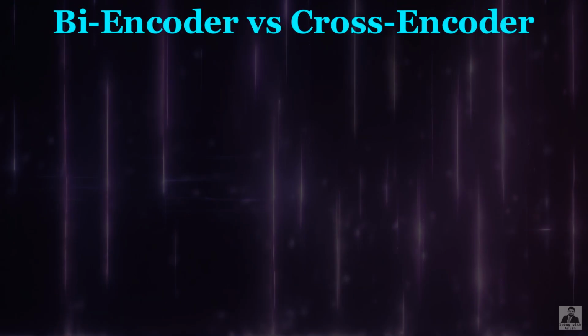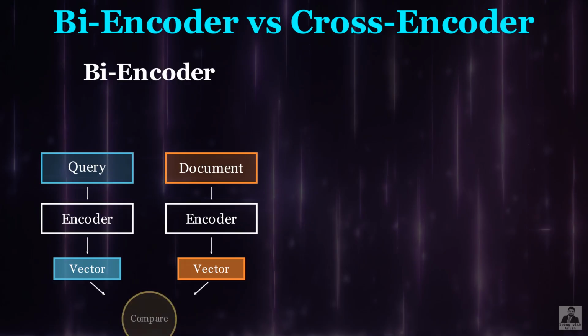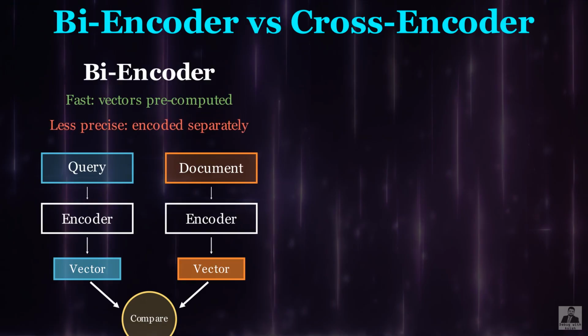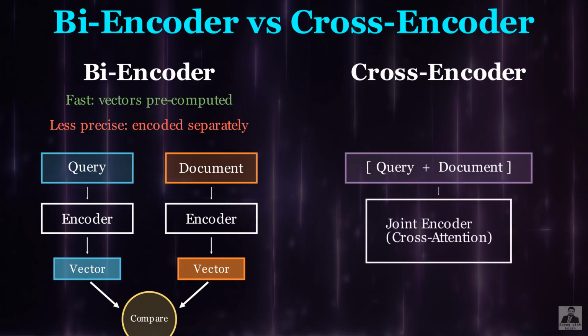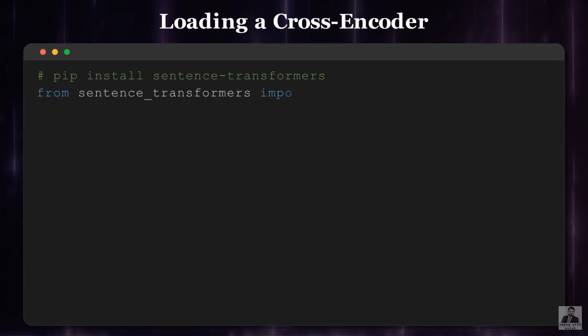This is the key architectural difference. A bi-encoder, which is what we use in the vector database, embeds the query and each document separately and compares their vectors. It is fast because document vectors are pre-computed, but it is less precise because the query and document never interact directly. A cross-encoder takes the query and one document concatenated together and produces a single relevance score. It is slower because it must run separately for every candidate, but far more precise because it models the full interaction. We load the cross-encoder using the Sentence Transformers library.